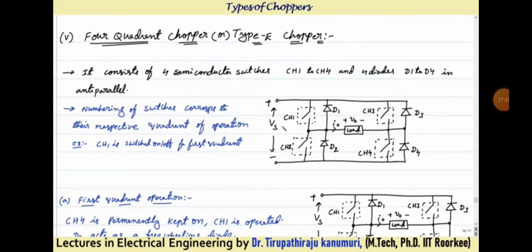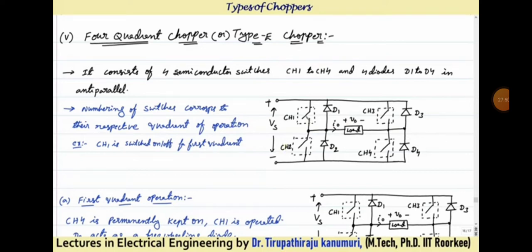They are connected in anti-parallel with the switches. You can see here, this is switch 1, switch 2, switch 3, switch 4 are connected like this. Across these switches in opposite direction, the diodes are connected. This is diode D1, D2, D3 and D4 and the load is connected here. These are my reference polarities of the output voltage and the output current, and your supply is given here.